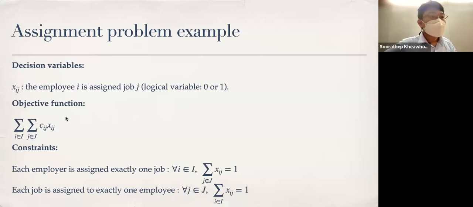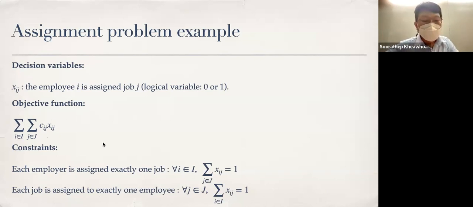So you see, we sum by I, and we sum by J. That means we sum all the elements of Cij Xij. Okay.